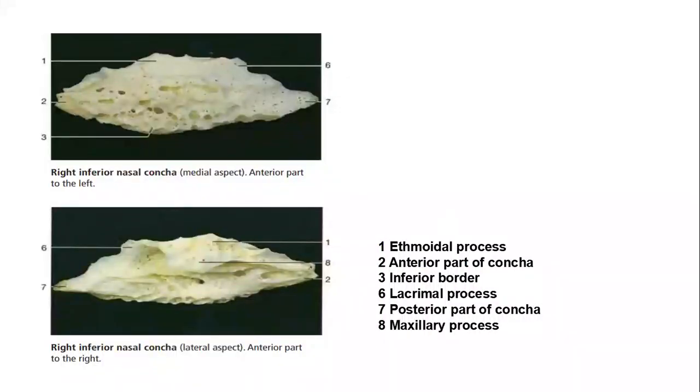Let's go ahead. This is another image of the same bone, the inferior nasal conchae, to the right. The part labeled 2 is the anterior part of the conchae, 1 is the ethmoidal process, 6 is the lacrimal process, the part labeled 7 is the posterior part of the conchae, and finally the part labeled 8 is the maxillary process.